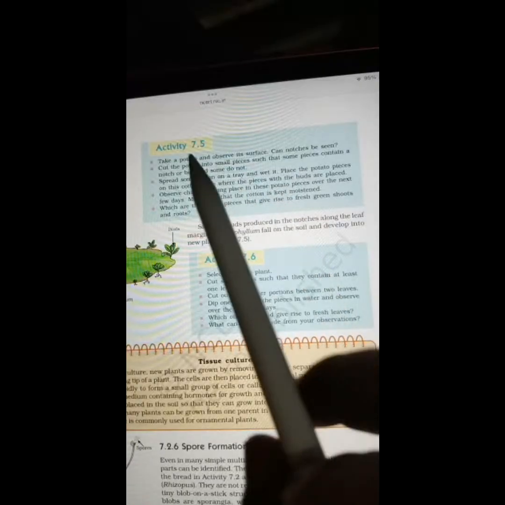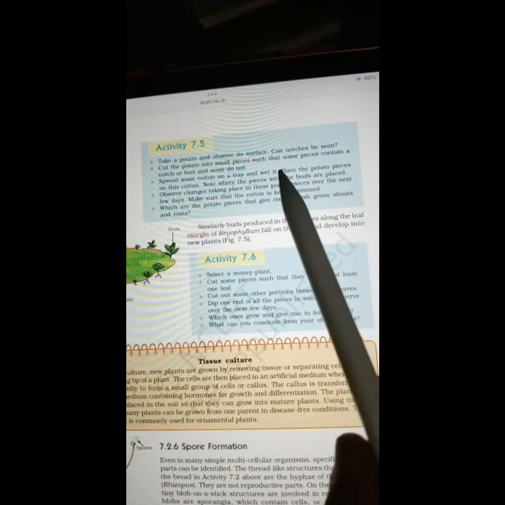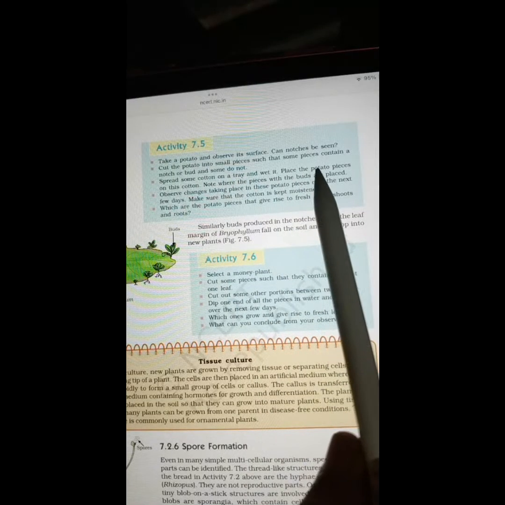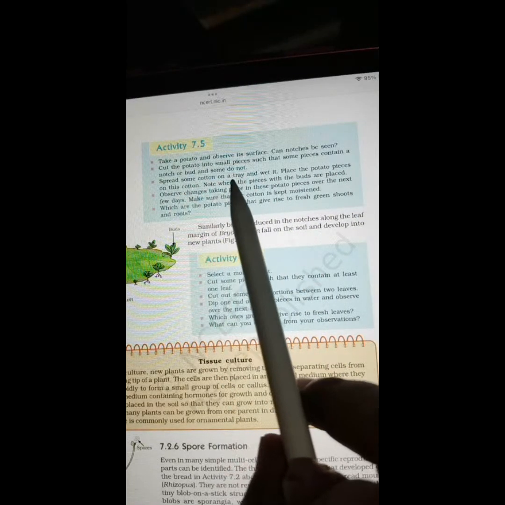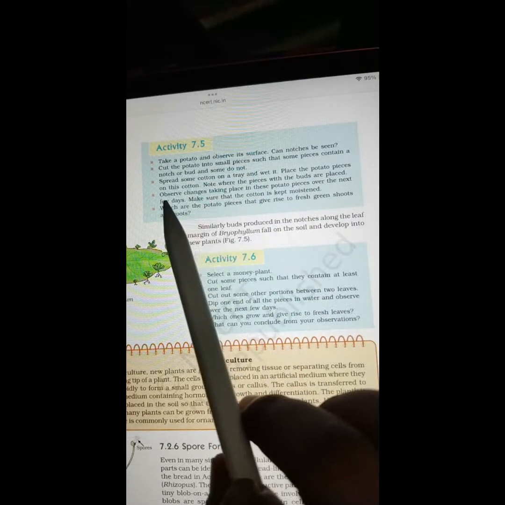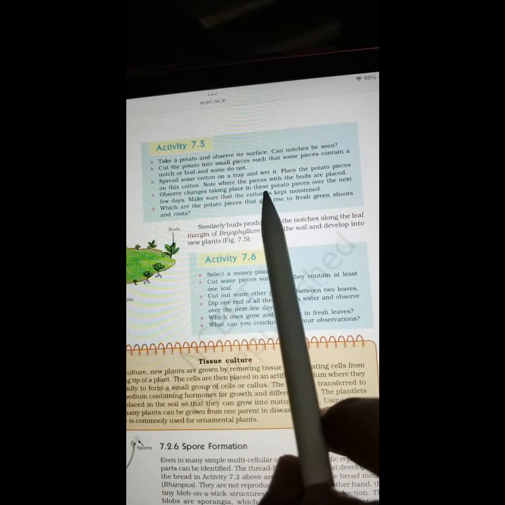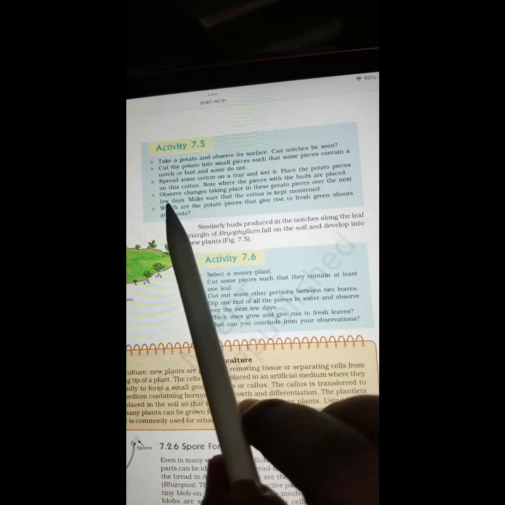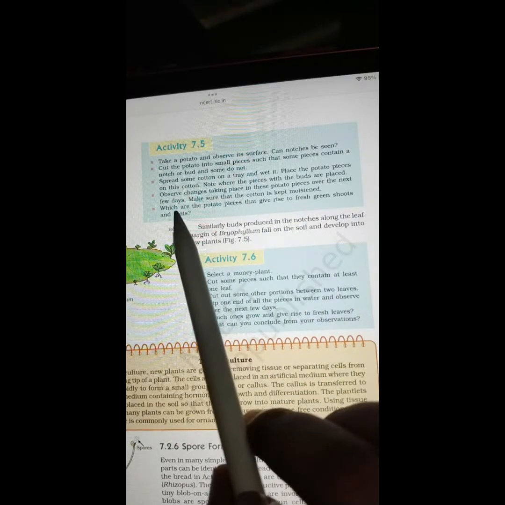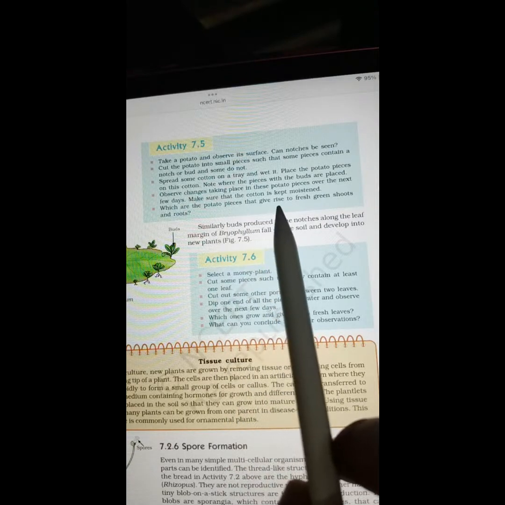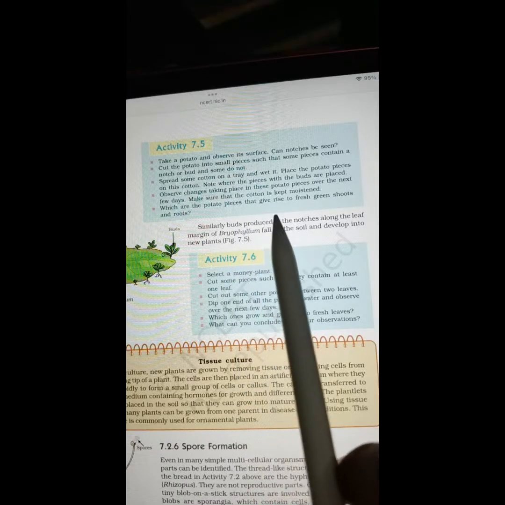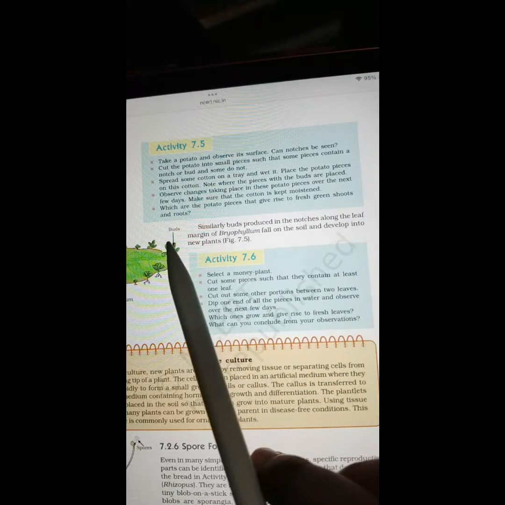Activity 7.5. Take a potato and observe its surface. Can notches be seen? Cut the potato into small pieces, such that some pieces contain a notch or a bud and some do not. Spread some cotton on the tray and wet it. Place the potato pieces on this cotton. Note where the pieces with the buds are placed. Observe changes taking place in these potato pieces over the next few days. Make sure that the cotton is kept moistened. Which are the potato pieces that give rise to fresh green shoots and roots?